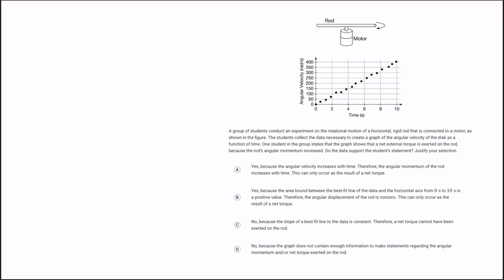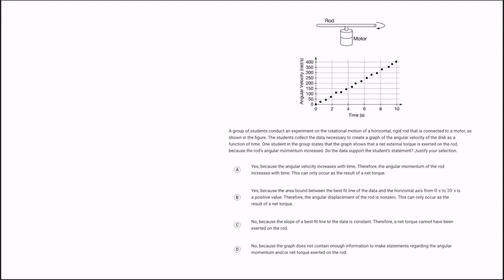So in this problem, we have a figure and a graph. The graph has angular velocity plotted on the y-axis and time plotted on the x-axis. The question says, a group of students conduct an experiment on the rotational motion of a horizontal, rigid rod that is connected to a motor. As shown in the figure, the students collect the data necessary to create a graph of angular velocity of the disk as a function of time.